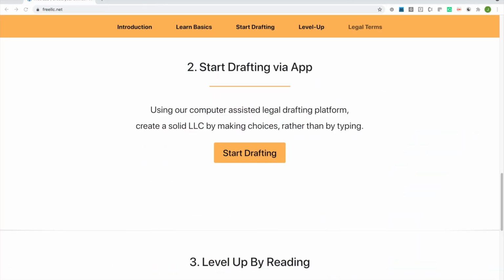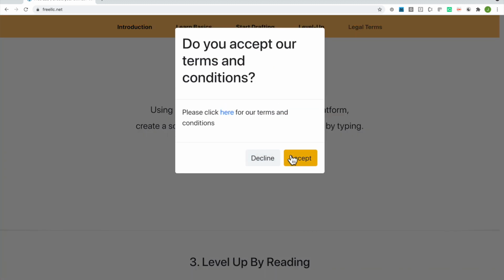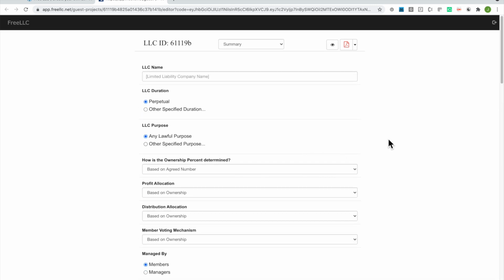So here's the website. It'll be updated from time to time, so it might look different when you visit it, but it will have a button that says start drafting or something to that effect. And when you click on the button, it'll bring you to a screen that looks like this. Basically, the website will ask you questions, and as you answer them, behind the scenes, the application is completing the documents. You can actually see the underlying agreements, what it looks like by clicking on this eye icon.